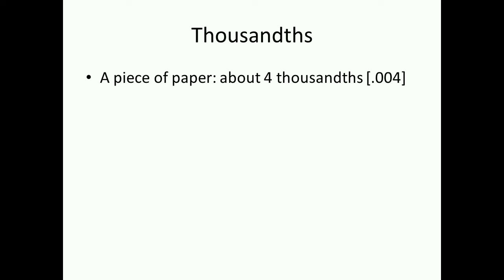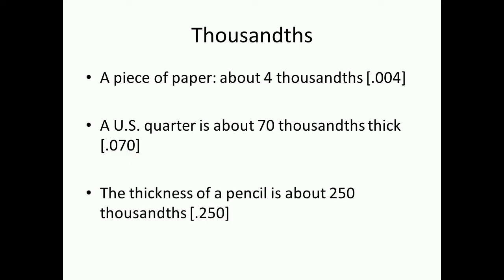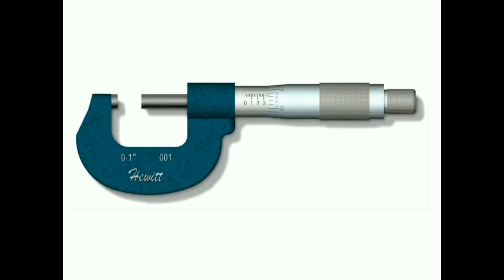If you're thinking of a piece of paper, that's about 4 of these: 0.004 or 4 thousandths. A quarter is about 70 thousandths, or 0.070. A normal wooden pencil is about a quarter of an inch. Think of that as 250 thousandths. 0.25 is a quarter of an inch.